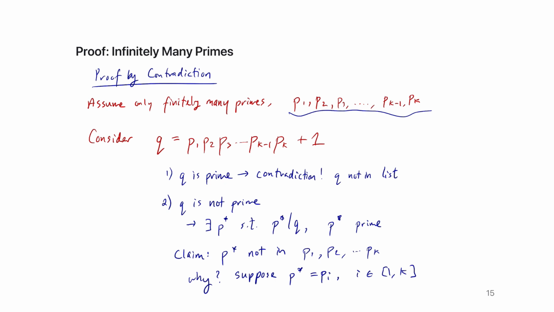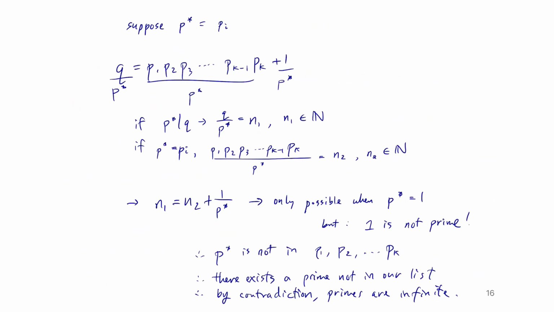But if Q is not prime, we show that there has to exist this new number, P star, which is also prime, but not in the list. And that is also a contradiction, because we're saying every single prime in the universe has to be in this list. But we found another prime that's not in the list, because if it was in the list, it'd have to be equal to 1, but 1 is not prime. Is that clear? So we found a contradiction. And so therefore, there is no possible finite list we can make of the set of primes, and so therefore the set of primes is infinite. Right? And if it's infinite, there's no largest element.